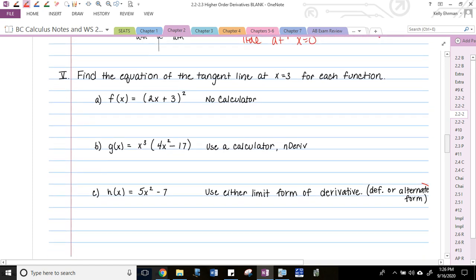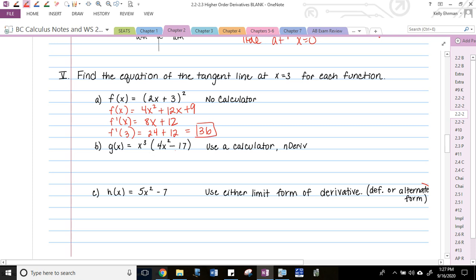Find the equation of the tangent line at x equals 3 for each function. So without a calculator, let's do that. I don't know chain rule yet, so I don't want a chain rule. So I want to rewrite f of x. I want to square this out: 4x squared plus 6x plus 6x plus 12x plus 9. The derivative is 8x plus 12. The derivative evaluated at 3 is 24 plus 12, 36.